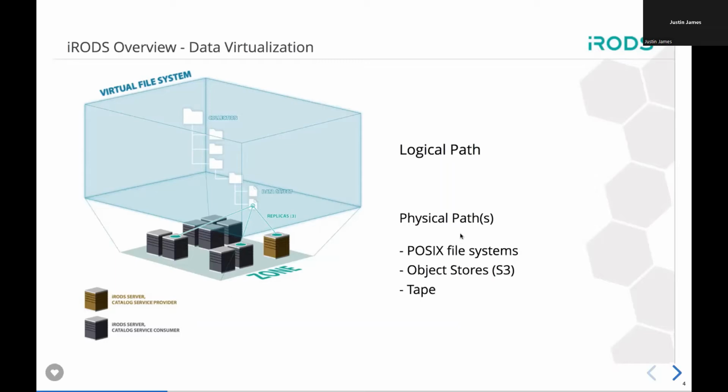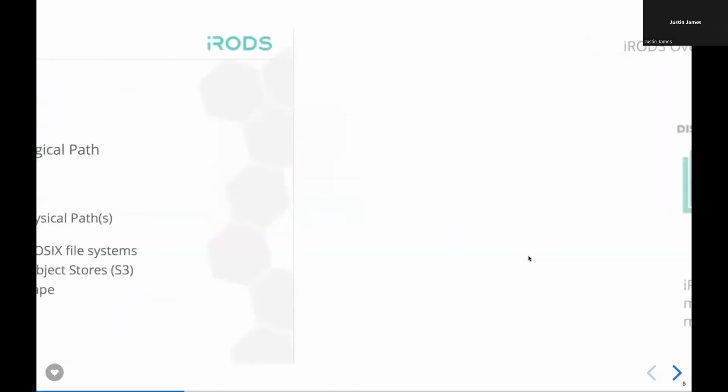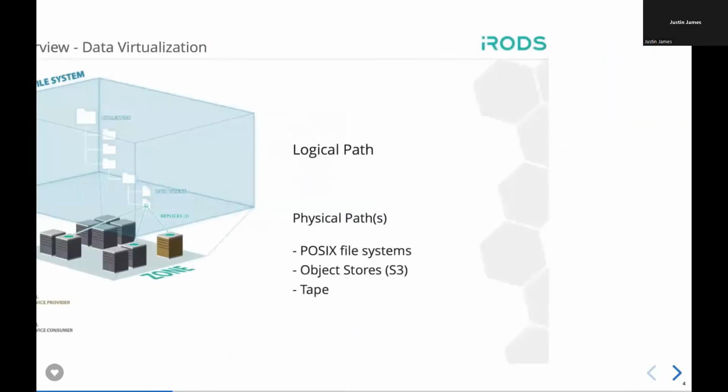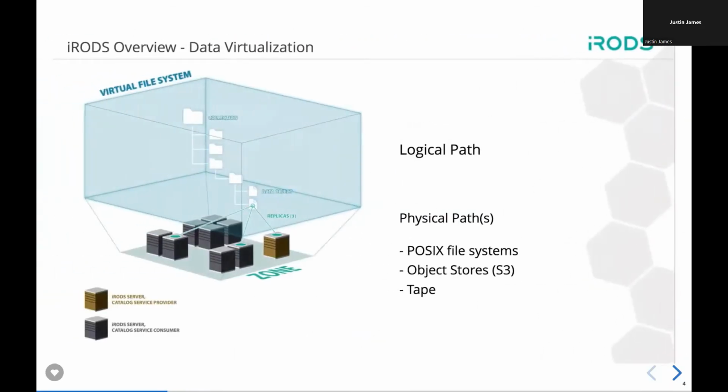Oh, and the physical paths, which are actually where the data is stored, that could be either a POSIX file system, or it could be an object store like S3, or tape.